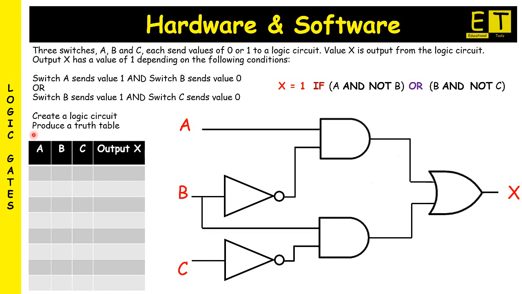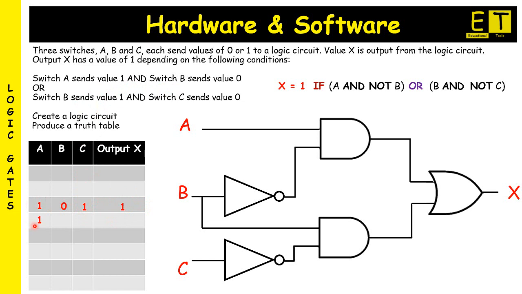The next step for you would be to produce a truth table. So as you can see from the statement, switch A sends a value 1. So that's saying A would be 1 and B would be 0 in order for the output X to be 1. There's no mention of input C, so that means that input C could be either 1 or 0 for this first condition in order for output X to be 1. So let's start off with having input C as 1 and the value will equal to 1.